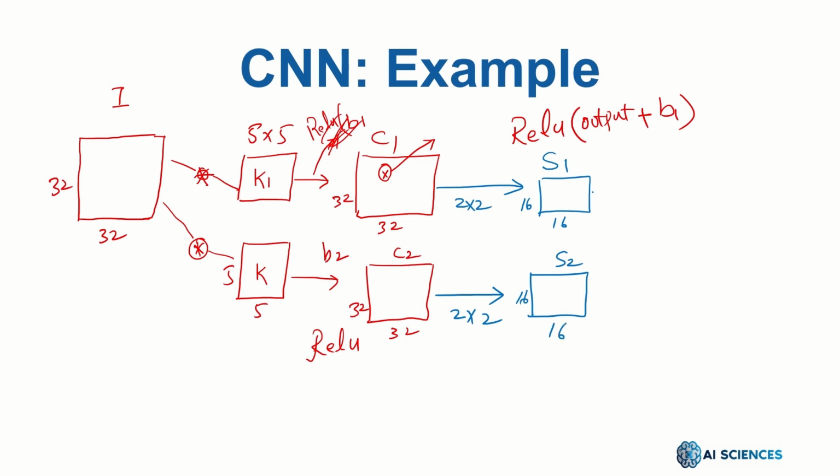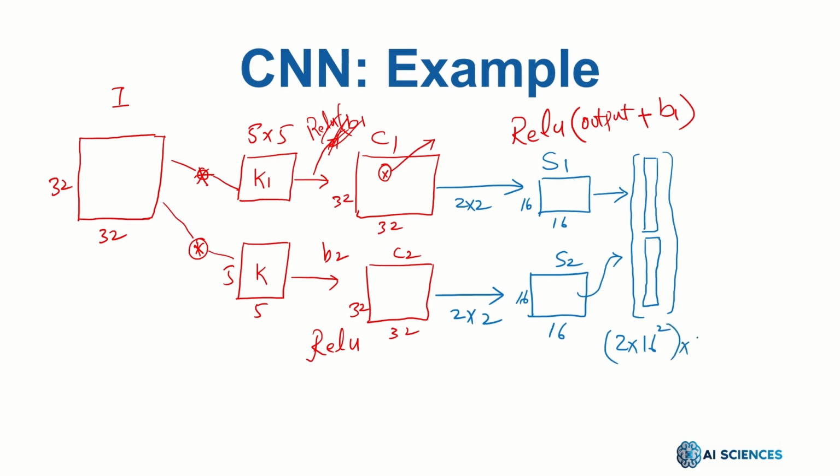Then we flatten out the result of this matrix, which is basically a 16 square vector, and we flatten out the result of S2 as well, which is again a 16 square vector, and we concatenate both as one long vector, which is 2 times 16 square by one vector. And that's our flattening. We are implementing, let's say, only one layer of convolution.